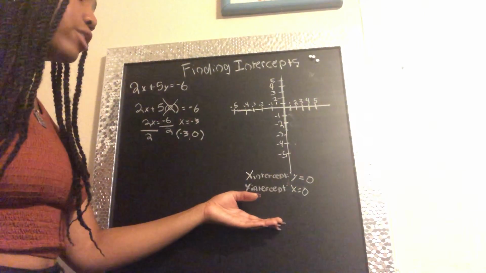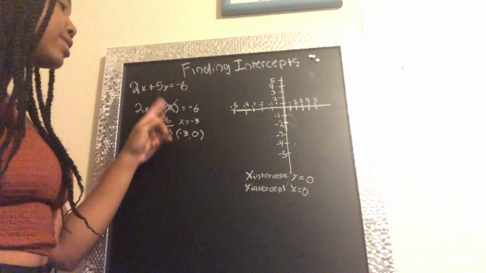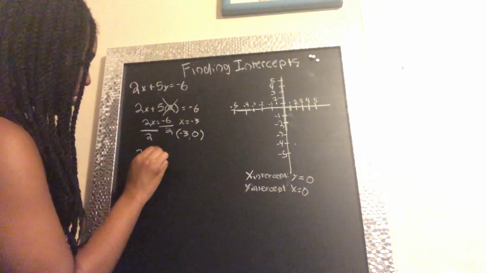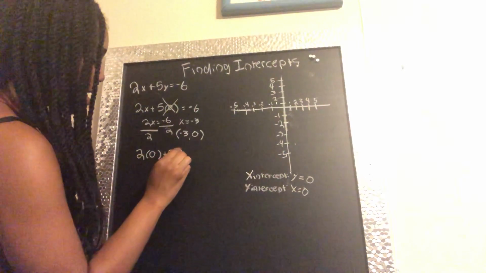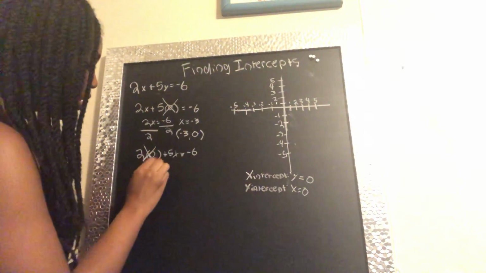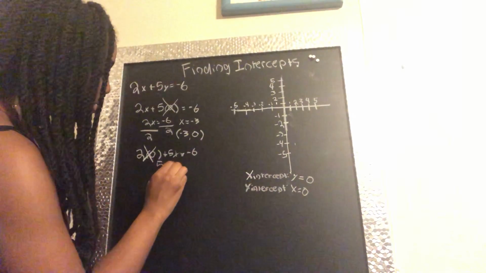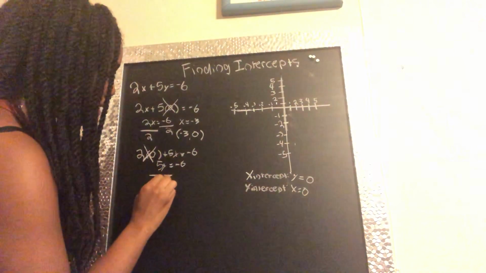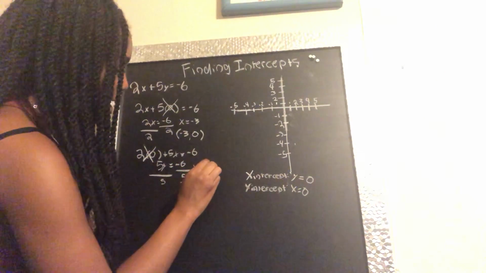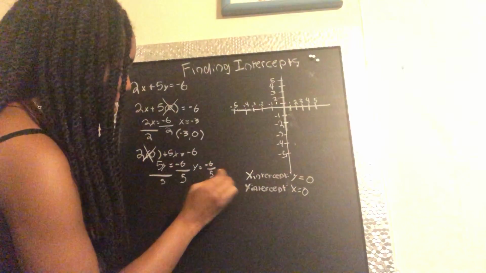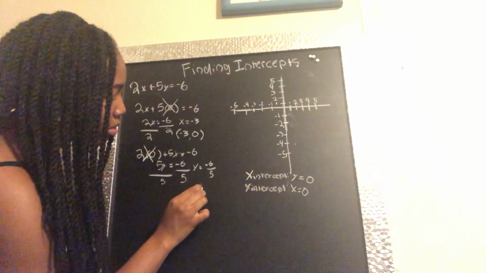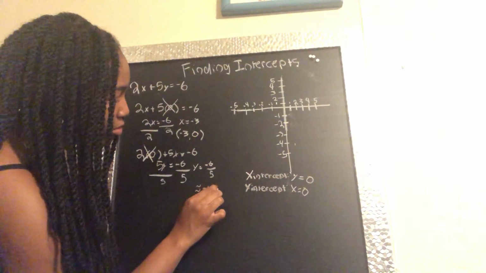Let's do the same for our y-intercept. So instead of making y 0, we're going to make x 0. So 2 in parentheses 0 plus 5y equals negative 6. So this goes away. 2 times 0 is 0. You get 5y equals negative 6. Divide by 5, divide by 5. You get y equals negative 6 over 5, which approximately equals negative 1.2.